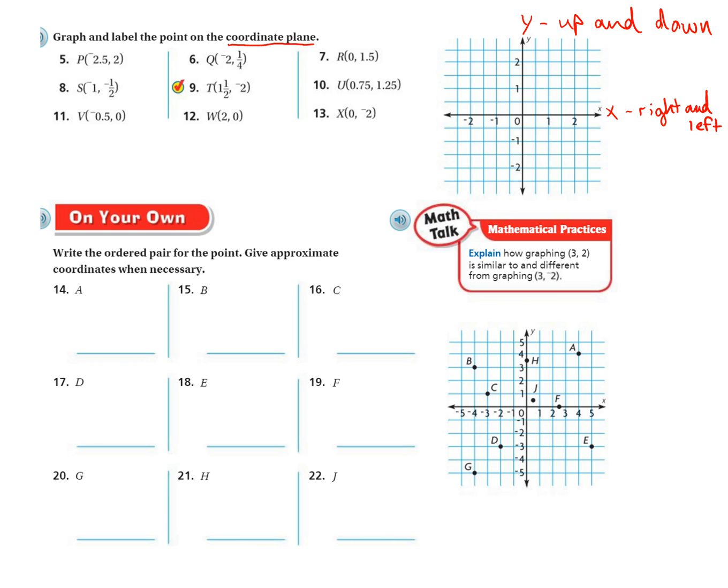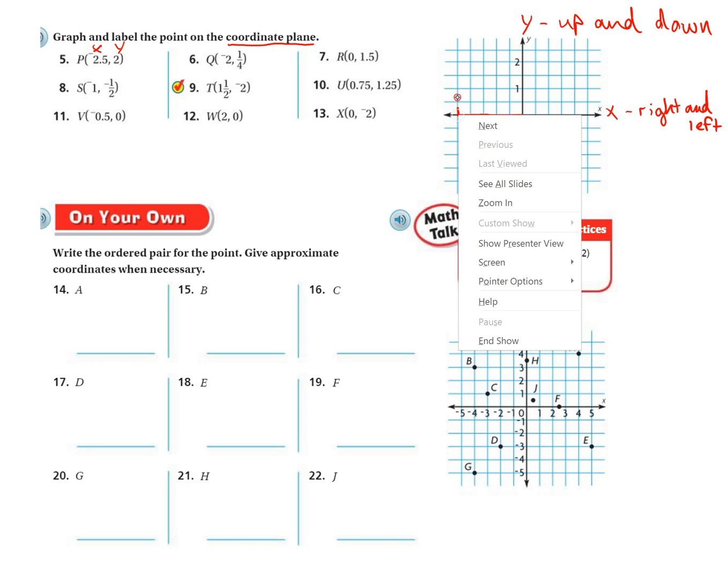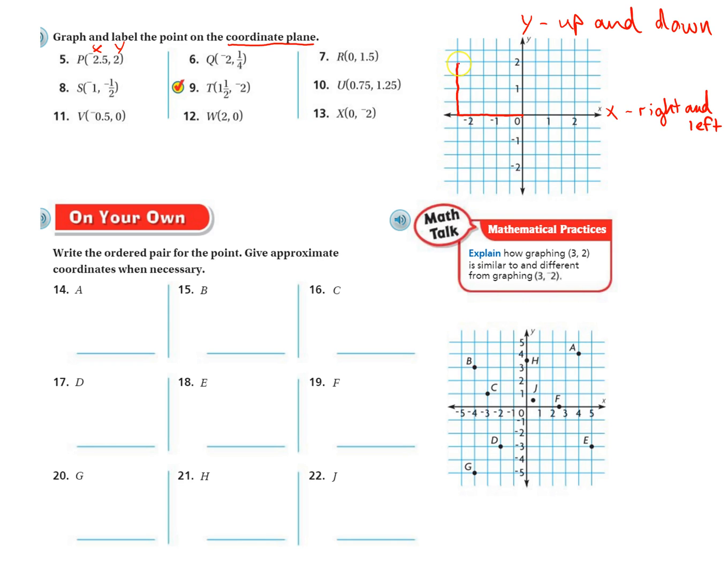Okay, so point P, x is first, y is second. The x is negative 2.5. So on the x-axis, negative is left, and it's going to be 2.5. So I'm going to start at the origin, go to negative 2.5. And then y is positive 2, so I'm going to go up 2. 1, 2. So point P is going to be right here.